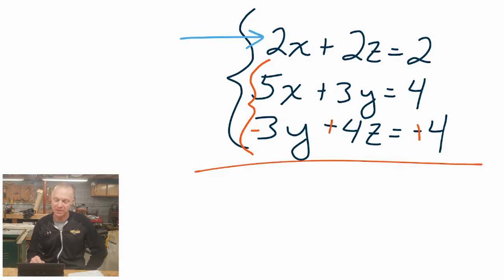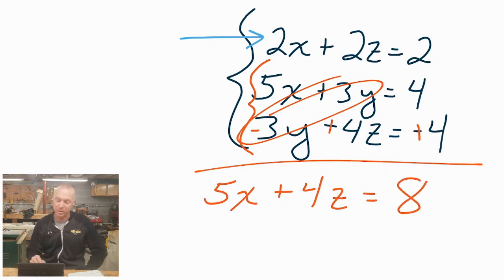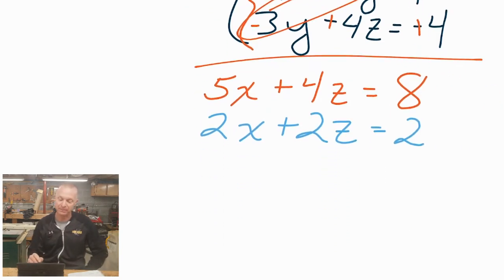Because the 5x does not add to anything, even though it's lined up with the y. The y's do cancel out. And then that 4z, same thing. It doesn't add to anything. Now the 4's that are constants, they both add to be 8. So now I have my original first equation, 2x plus 2z. That's matching up nicely with my new equation that I got from doing a little canceling.